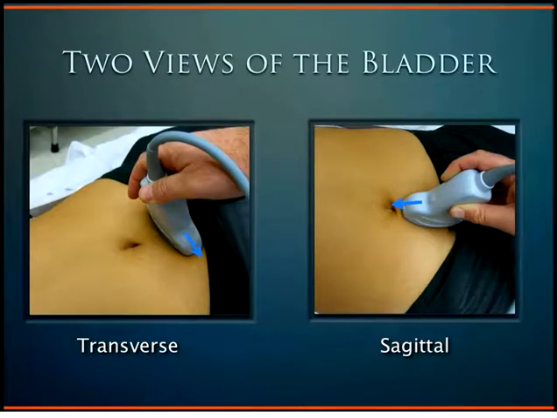Now, there's two views of the bladder. There's the transverse view and the sagittal view. In the transverse view, you've got the indicator to the patient's right, whereas in the sagittal view, you've got the indicator to the patient's head. But note, in either view, you really need to fan the sound inferiorly in order to see all the way down below the pubic symphysis where the bladder lies.